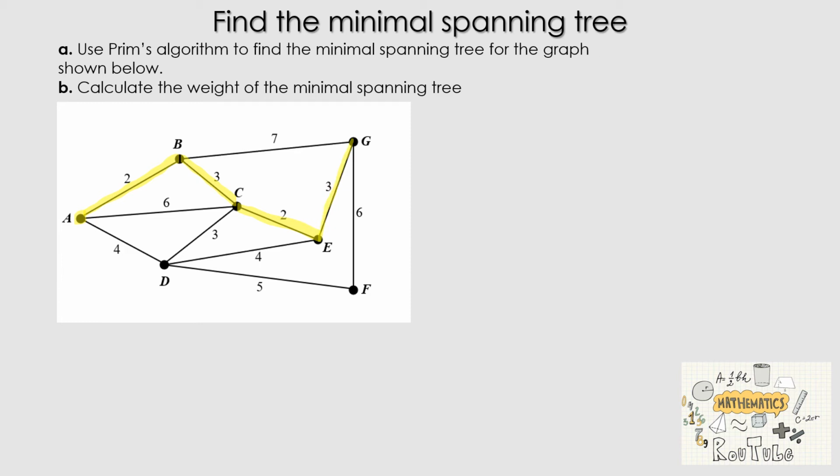Now again we're going to go all the way back to the start. We have all of these options, and you'll see we're going to use that edge that we could have used before, which was the 3 edge from C to D. So now we're going to use that edge from C to D. And now we've only got one more vertex to join, which is vertex F.